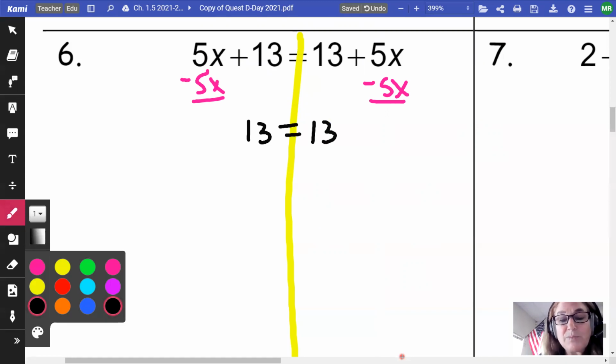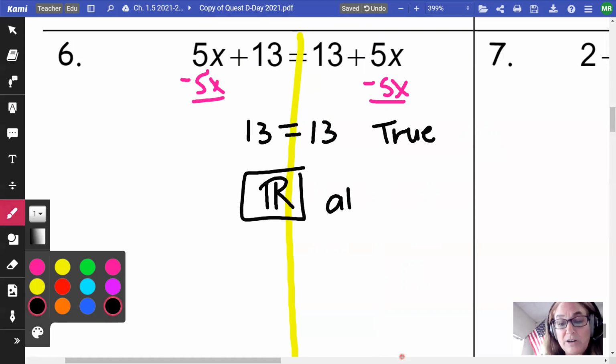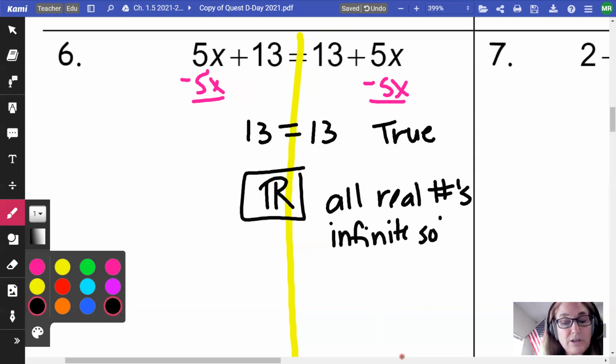When your x's disappear, see what's left over and ask yourself, is this true or false? Well, 13 equals 13, that's true. So that means your answer is all real numbers. You can write it like that, or you can write out all real numbers, or sometimes people will write infinite solutions. Okay, all those would be acceptable. But don't leave it as 13 equals 13. I need to know that you know what that means.